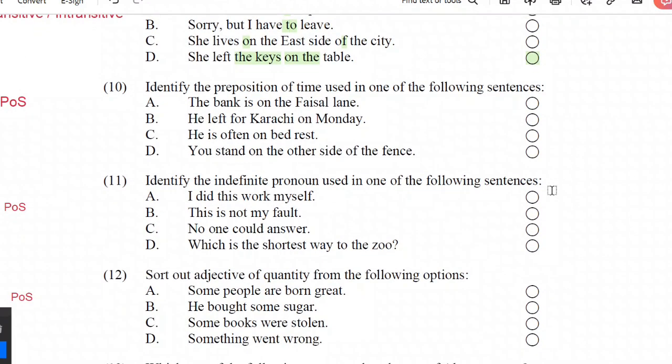Moving towards the 10th question, identify the preposition of time. There are different types of prepositions, such as preposition of time, preposition of place. So look at the first one. The bank is on the Faisal Lane. Lane is a place. So this is preposition of place, not time. Hence, this is not the correct option. He left for Karachi. Again, it's place, but on Monday, this is a preposition of time. This is the correct option. On bed rest, again this is place. On the other side of the fence, this is again the place.